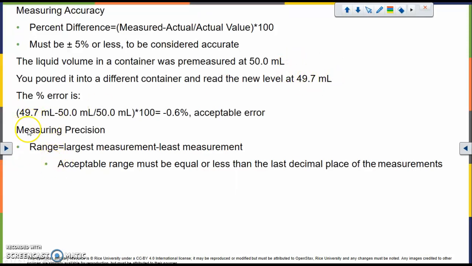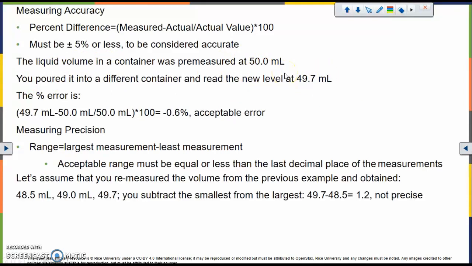Now, precision, on the other hand, measures how good your measurements are if you take multiple measurements. If you take multiple measurements, how close are those measurements together? Okay, how close are they together? So let's assume again it's the same problem. You have 50.0 mils in this container. And again, we did some measurements. So you measured 48.5 mils, you measured 49.0 mils, and obviously this 49.7 mils.